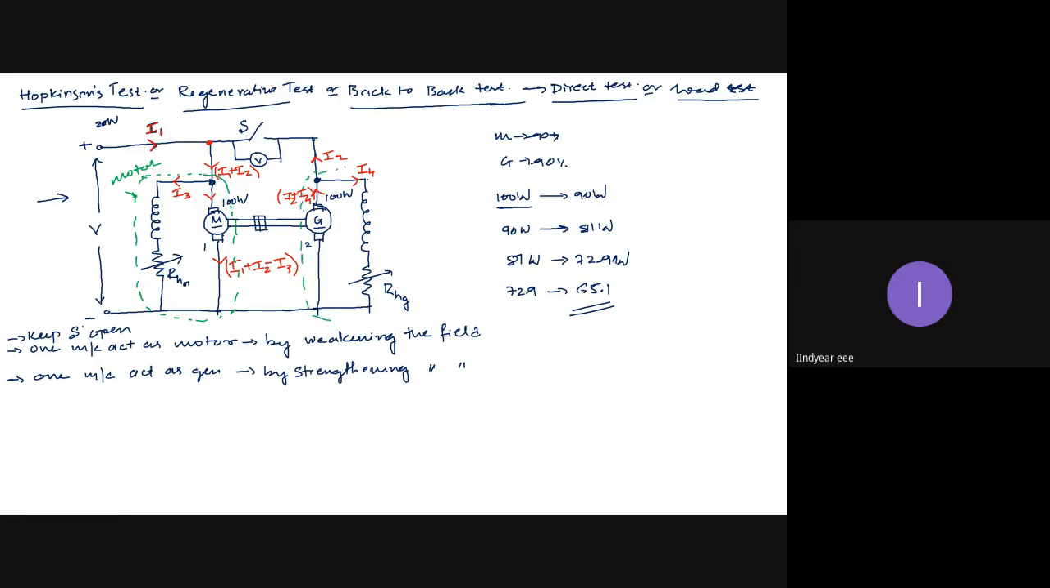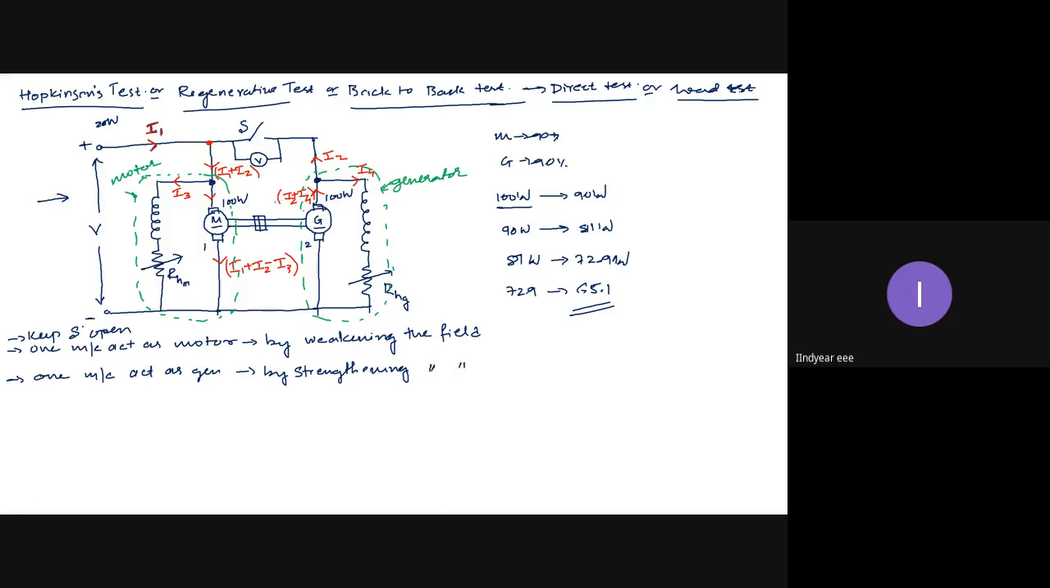Field plus armature is the generator because these are shunt connected. Both the motor and generator are self-excited. When I say motor, it is field plus armature. In this connection, there is an alternative connection with which the meaning differs. So in this connection, motor means armature and field, and generator means armature and field.